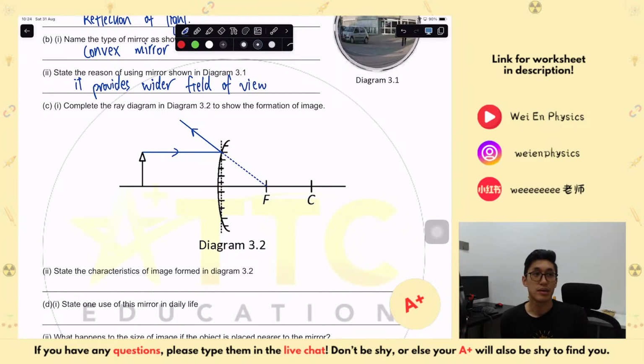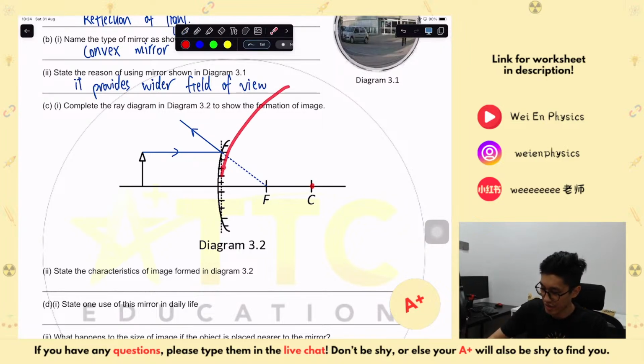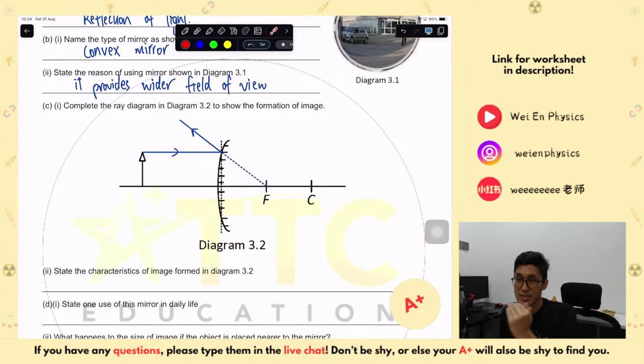Okay, my second light ray, you aim for the C. The C is basically the center of this circle. If you continue this mirror, it will become a circle eventually. The C is the center. And the special thing about the center is if you aim for the center, you will always go back where you come from. Do you understand?